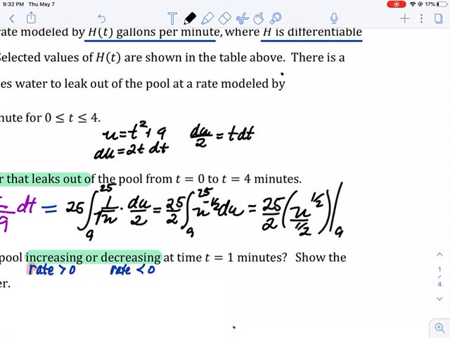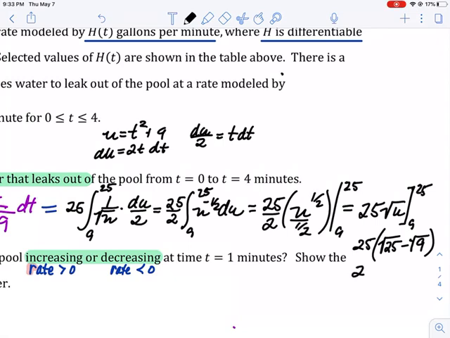And then we would evaluate that from 9 to 25. That's then going to give us just 25 square roots of u evaluated from 9 to 25, which would then be 25 times the square root of 25 minus the square root of 9 using your fundamental theorem. And then we get 25 times 5 minus 3, which is just 2. So we end up with 50, and that would be 50 gallons. There's our answer for A.